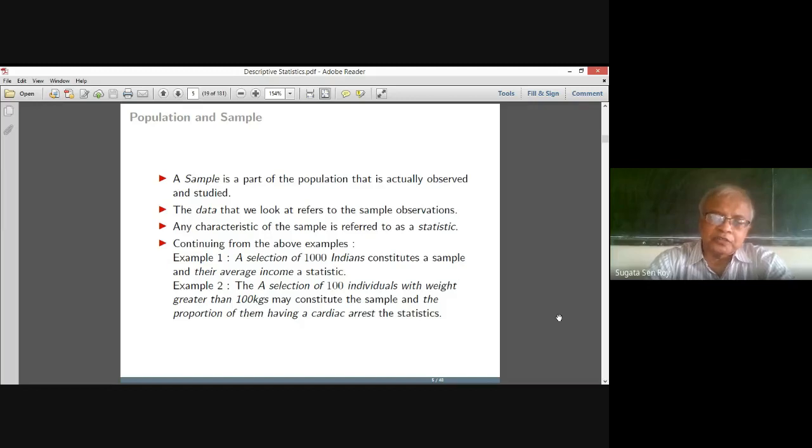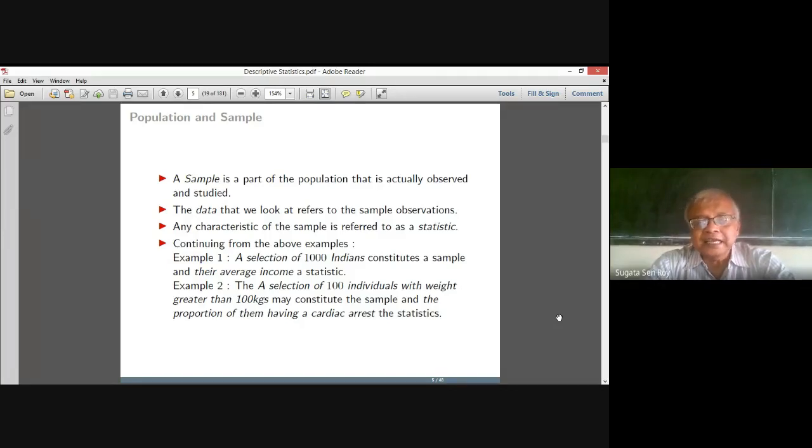Okay, so mind you, this is not the average of 1.3 billion, it is just the average of 1000 Indians. So these are two different things. And this average we call a statistic. So this is a characteristic of the sample, not of the population. The population parameter was the average of the 1.3 billion incomes. Okay.